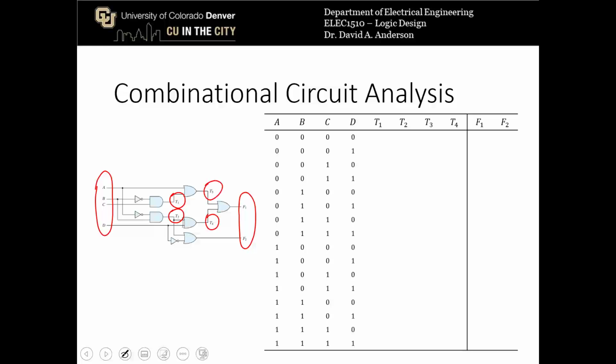So when we write our truth table, we're going to have all possible sets of inputs for A, B, C, and D. So that ranges from 0, 0, 0, 0 all the way to 1, 1, 1, 1. And first we're going to write 4 columns for T1, T2, T3, and T4 in the truth table.